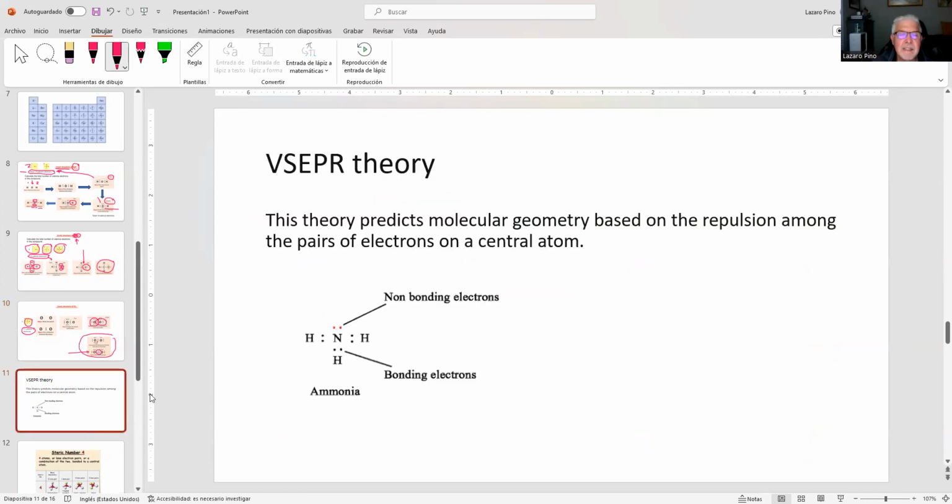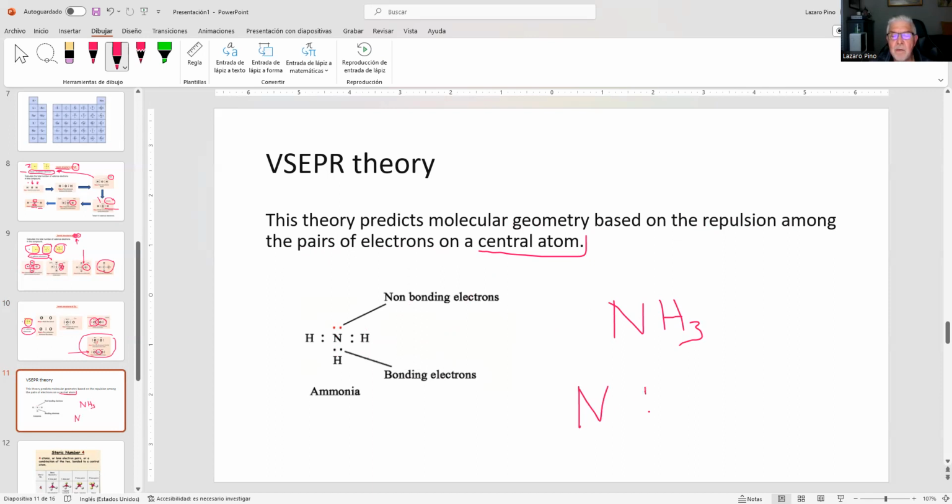Let's continue. Let's go now to the VSEPR theory. Well, this theory predicts the molecular geometry based on what? On the repulsion among the pairs of electrons on the central atom. Let's go to this molecule. For example, ammonia, NH3. What do we do? Well, we put the nitrogen in between.